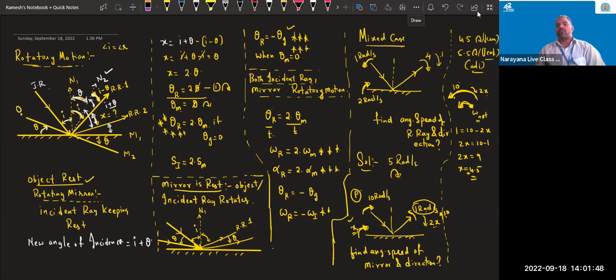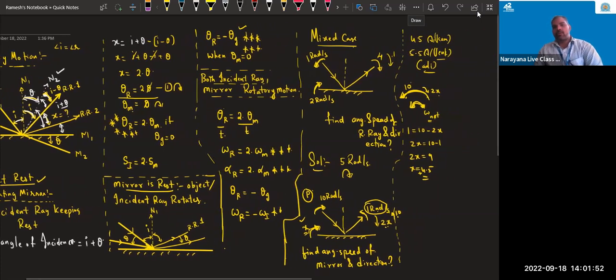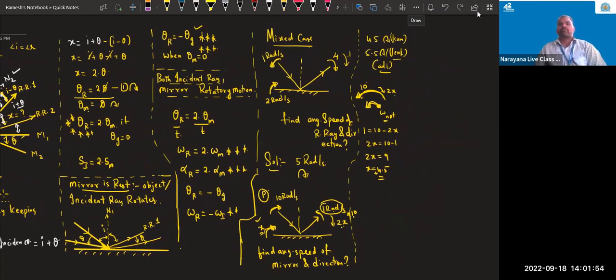If it is anti-clockwise, try. You will get 2 probable answers. If I assume the mirror is rotating anti-clockwise now, you will get a different answer, 5.5. Correct or not? Both are correct answers. What is the net angular velocity? 1, no?